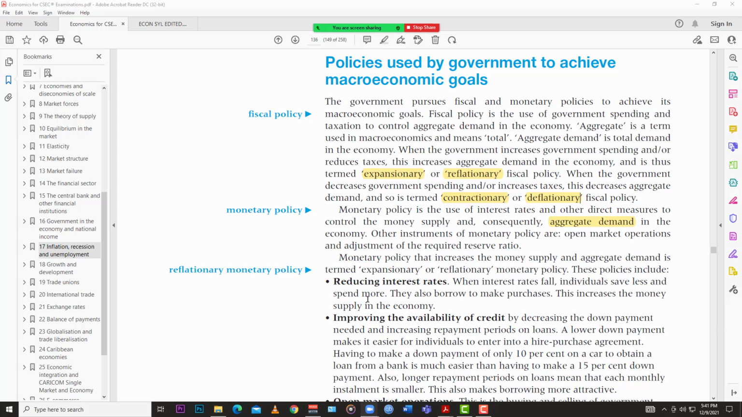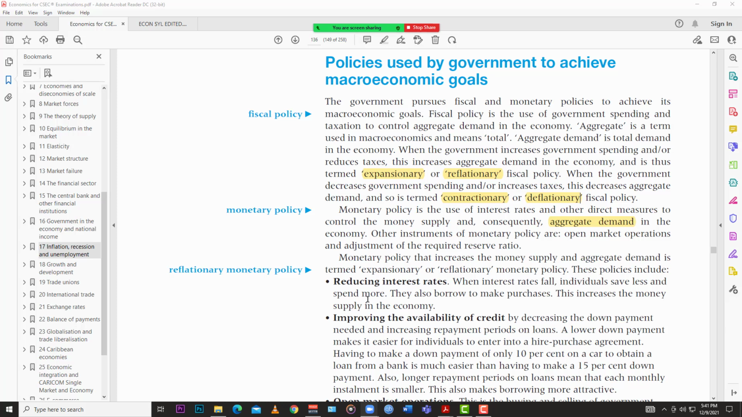That's a good thing, but not too good if you go way out of hand. So if you go way out of hand and they want to pull back on some of the demand, they would reduce spending, and so they wouldn't have as much money out there in the economy. So when you increase demand, that's expansionary or reflationary fiscal policy. When you want to decrease demand in the economy, the government would use contractionary or deflationary fiscal policy.